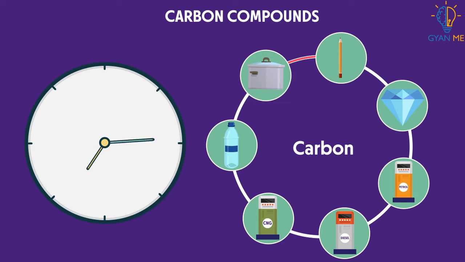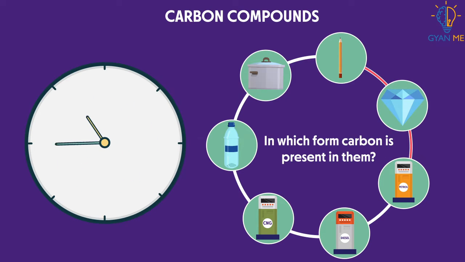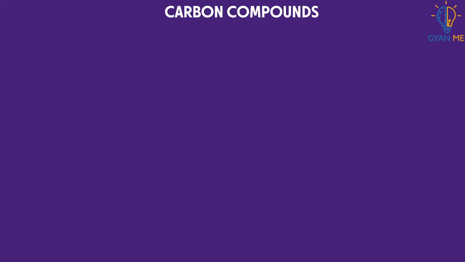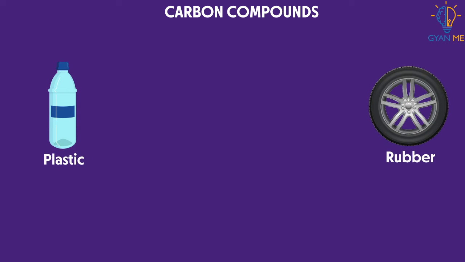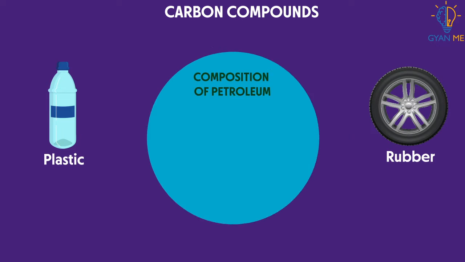Yes, you heard it right. It's carbon. So today we will get information about this very important element, carbon. But in which form is carbon present in them? Let us know. Products like plastics and rubber are made from pure petroleum.